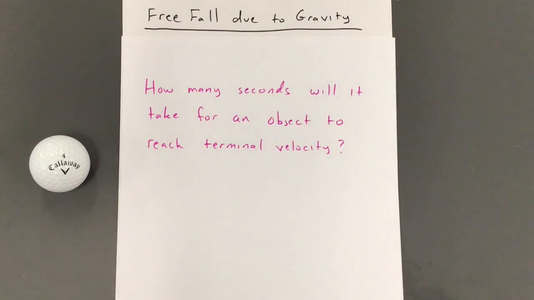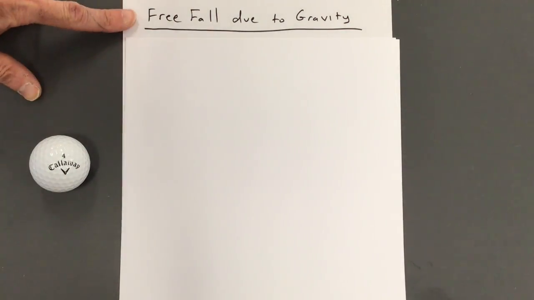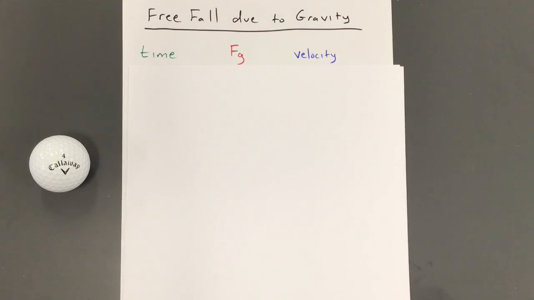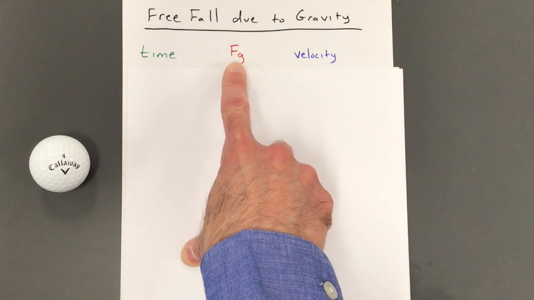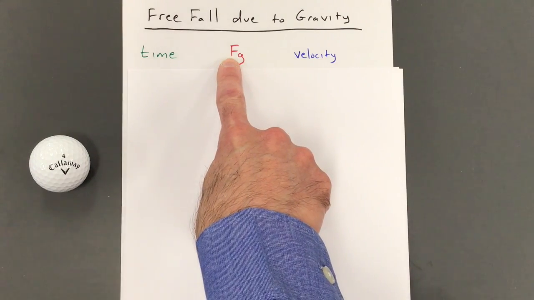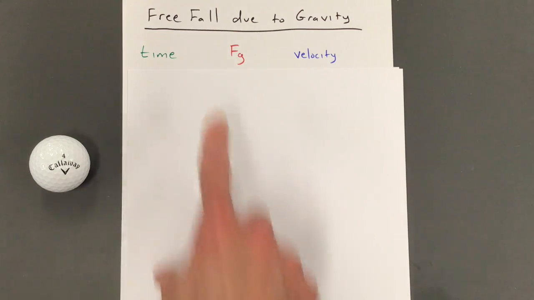In order to look at this free fall due to gravity, this is where we do want to start writing our notes. This will be the title of the notes. We need to know three things. The first thing we need to know is the time that this object is falling for. The next thing we would like to know is the force of gravity or acceleration due to gravity. And we write this with a capital F standing for force and a subscript lowercase g for gravity, force of gravity.